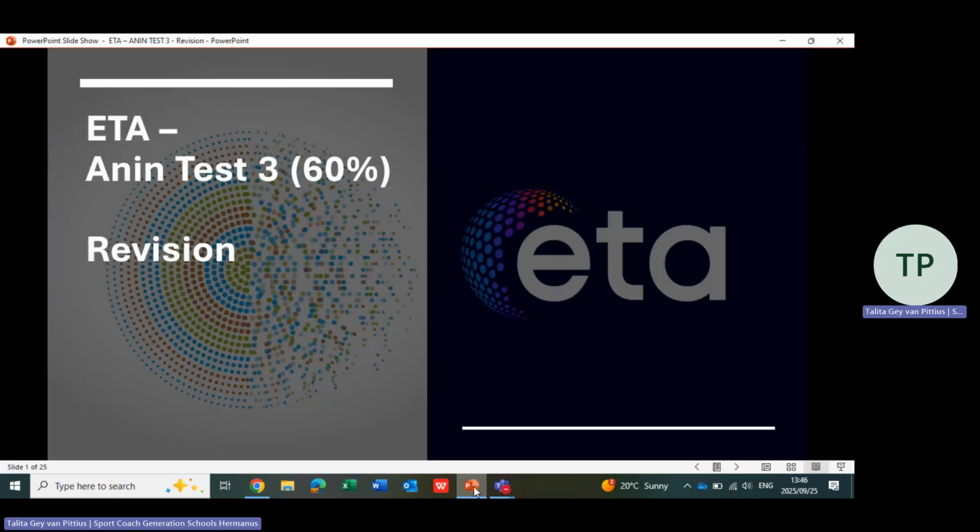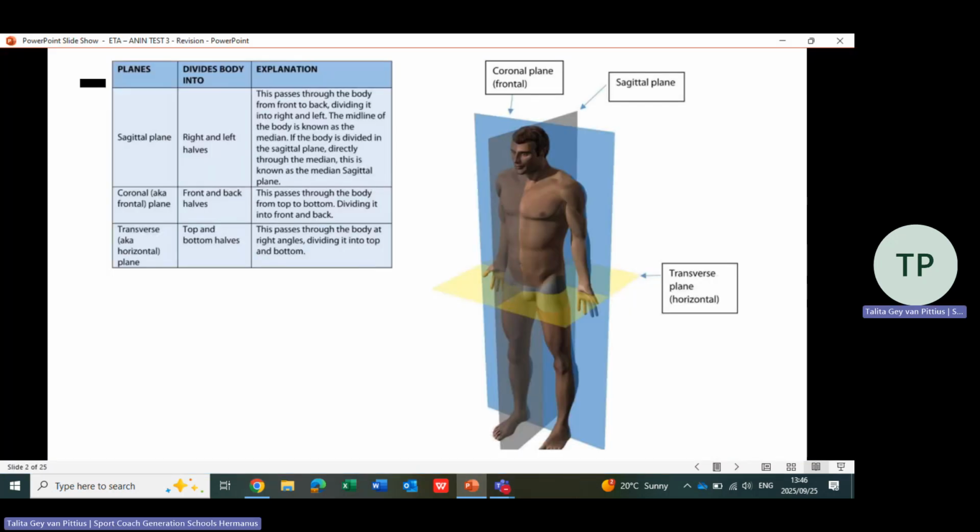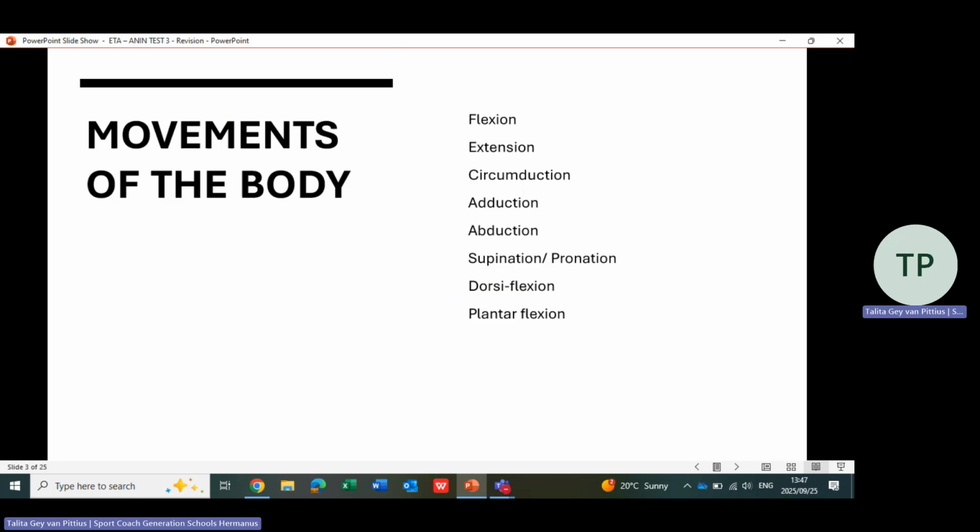When we go into the actual test, it's very important that you know the difference between the 3 different planes of your body. Go through this again, because I find that in the previous test you got confused with the sagittal and the coronal, the frontal plane. The sagittal plane divides the body into a right and a left part. The frontal plane divides the body into a front and a back part. And the transverse plane divides the body into a top and a bottom half. Here is the explanation again. Make sure you know this, because you're going to get it in the test.